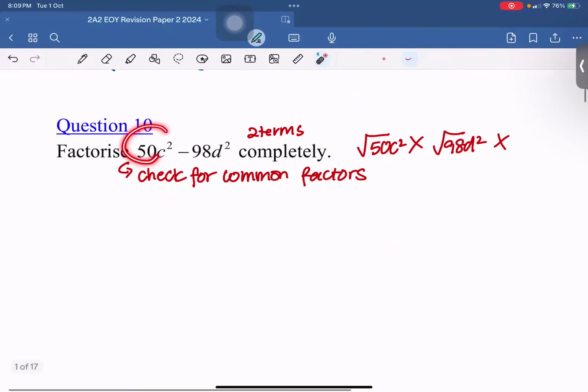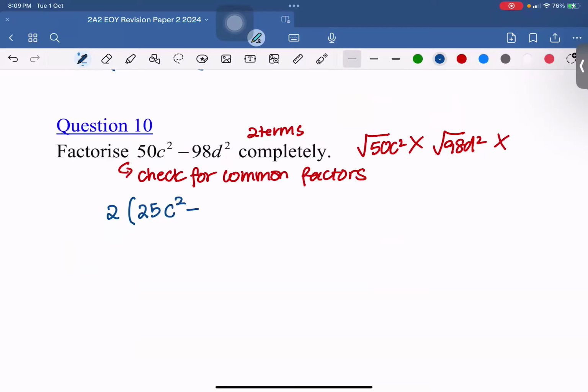So in this case, my common factor, I can divide this by 2. Both of them can be divisible by 2. But I don't throw away the common factor. I factorize out 2. I keep it here. Then I have bracket. This 50 take out 2, divide by 2 become 25c squared. 98 divided by 2 is how much? You have a calculator. 49. Okay, thank you. 49d squared.